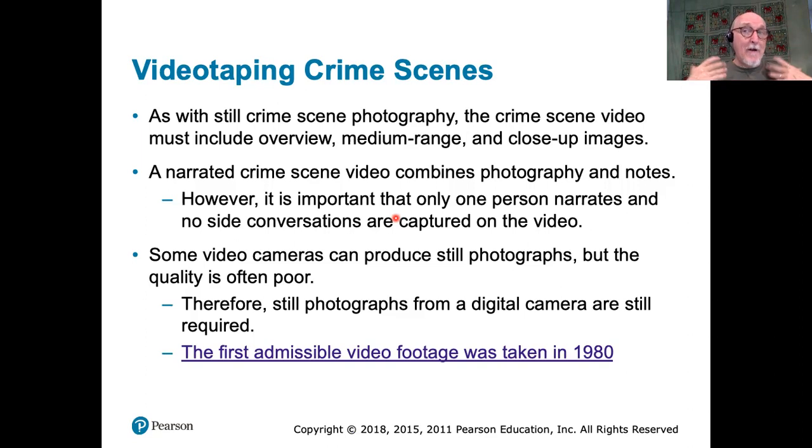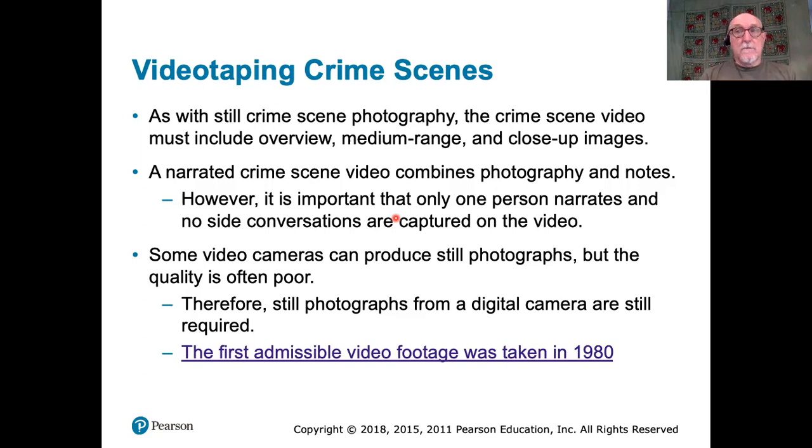So often they will narrate as they take the video. So there's an audio narration, and the videographer will often make notes or will coordinate with somebody making notes so that the two can be tied together. They will often clear a scene when they're taking a video record because they don't want extraneous imagery, people walking across, etc., but especially they don't want extraneous conversation. All they want is a simple narration of where the videographer is and what they are photographing.